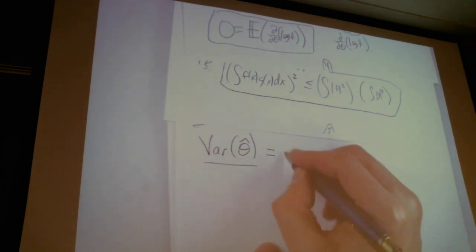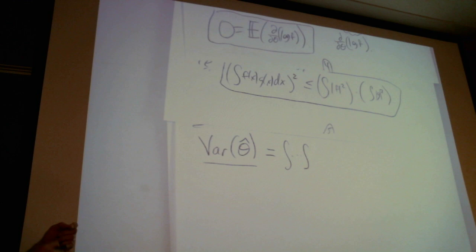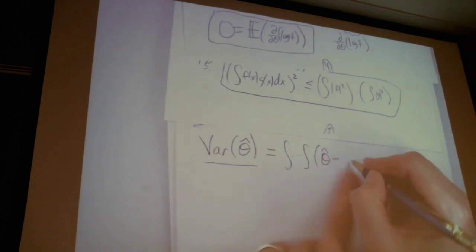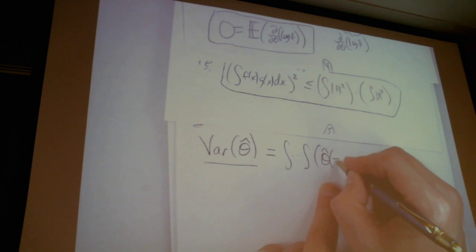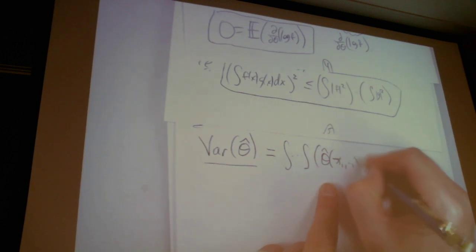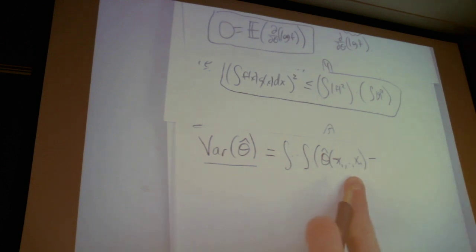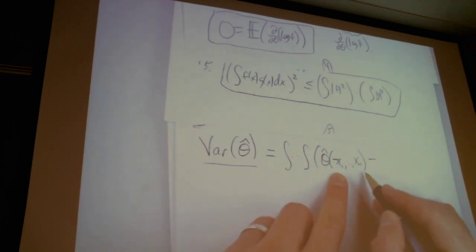By definition, that's the integral. So I have x1 through xn. I take theta hat minus its expected value. What's its expected value? Let me be a little bit more explicit. Theta hat is a function of x1 through xn, but not a function of theta. The estimator doesn't know about the thing that it's trying to estimate. It's only a function of the sample. Does that make sense, Sakina?